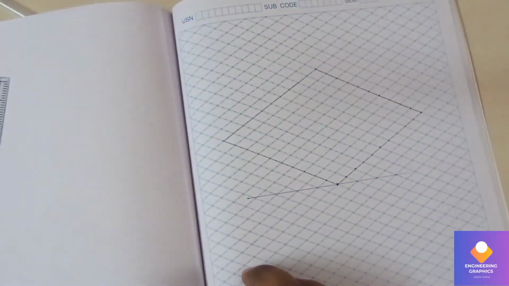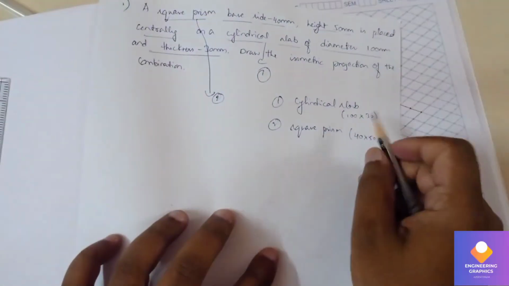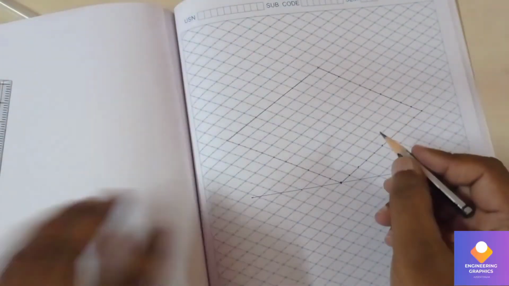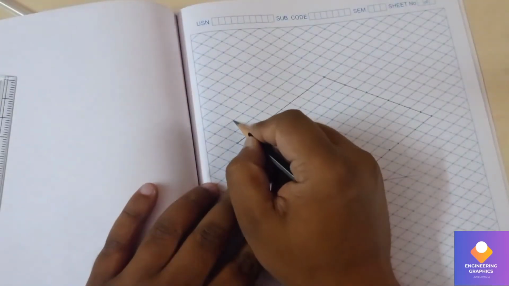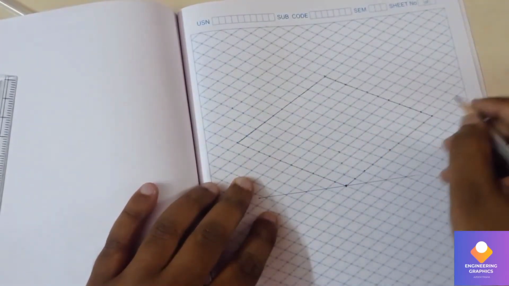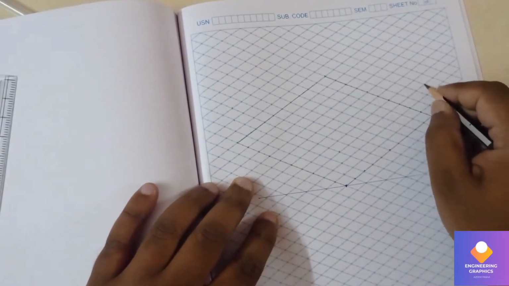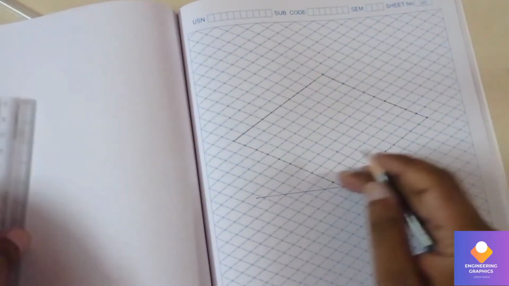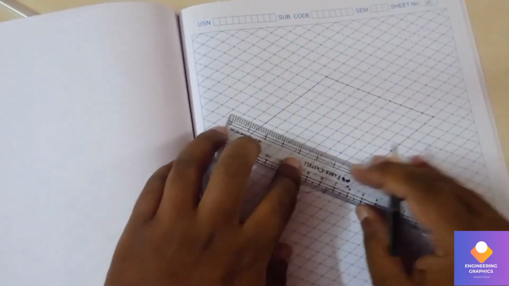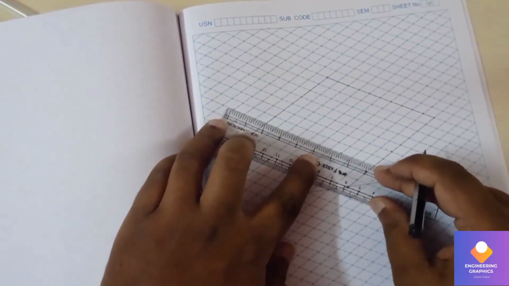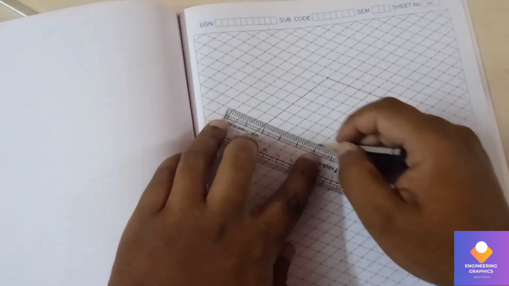Okay, now we should consider a height of 30 mm. Thickness given 30 means 3 boxes we should consider, and we mark a reference point: 1, 2, 3. Now here we should construct another box of 100 by 100, that is a 10 by 10 box. Okay, 100 mm box you have to construct.